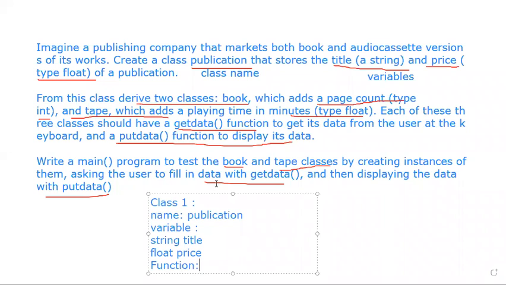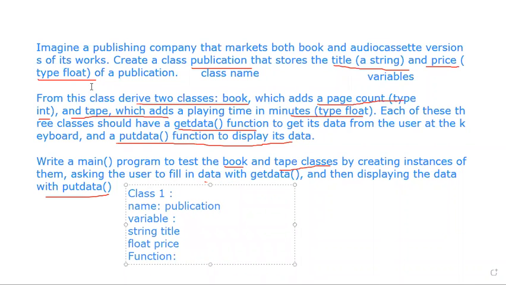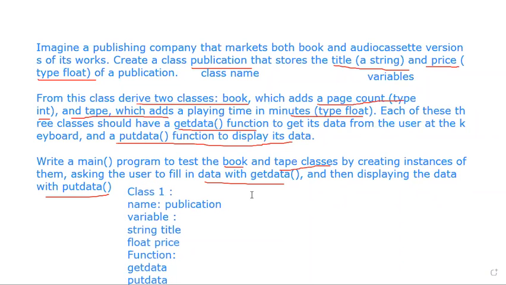And then let's come to the functions. Which functions will it have? If you look closely here, the name of the function is not given, but in the second paragraph they have told us that each of these three classes will have a get data function and a put data function. So get data and put data. Now this is all about class one. Let's go for class two. Class two is derived. First, its name will be book. Why? Because it's given here. You see, the name of the class will be book.